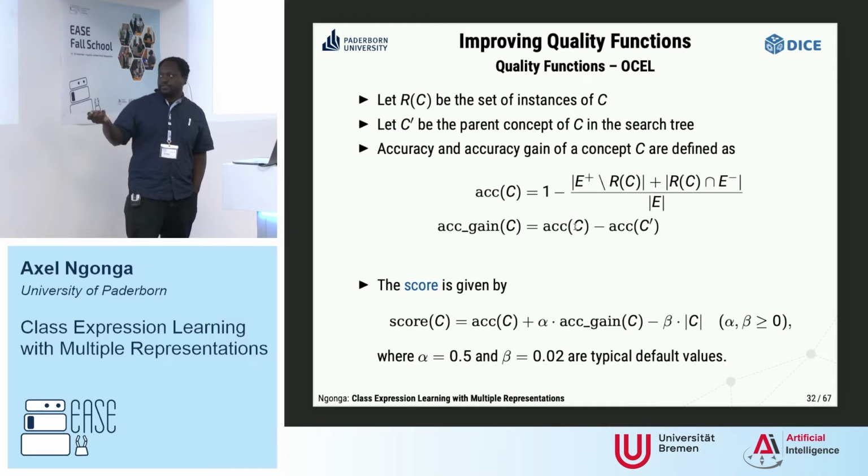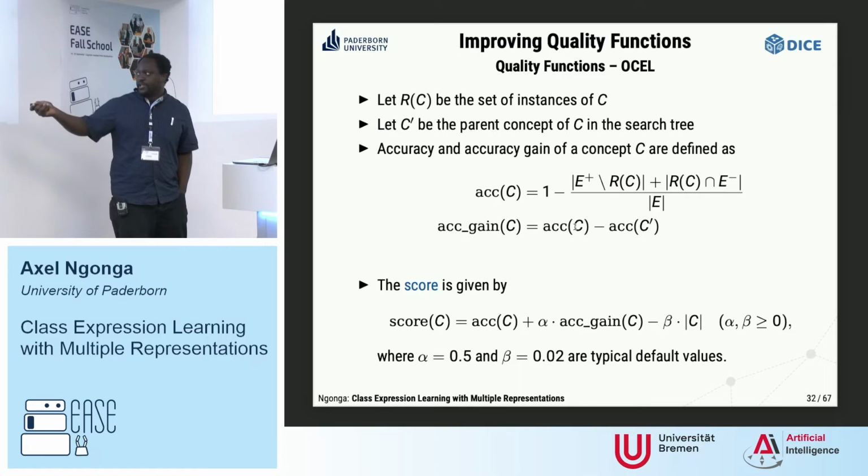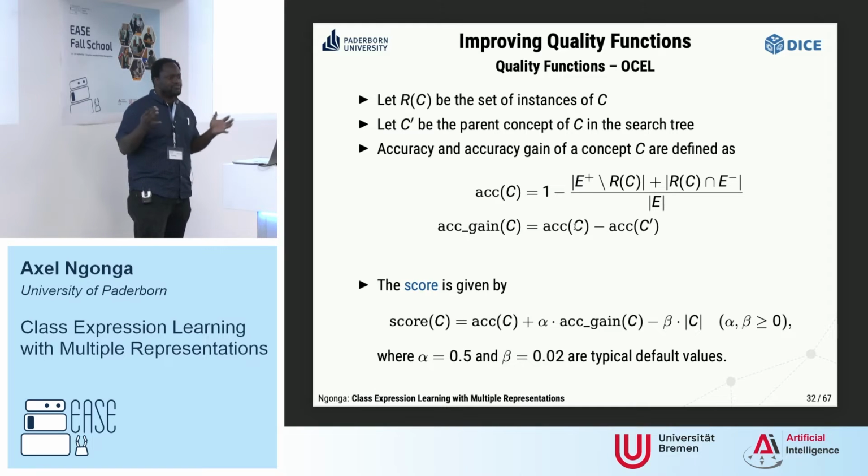What OCEL does is basically simply a weighted combination, and we also remove a little bit pertaining to the size of C, so we want short solutions. That's really for explainability. We want a solution that's short, that leads to a high accuracy gain, and which is accurate in and of itself.